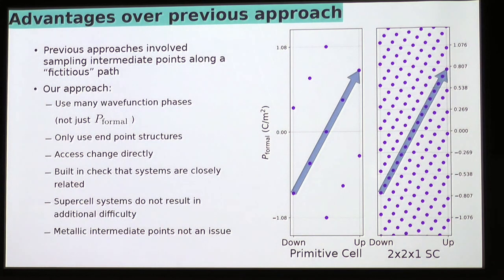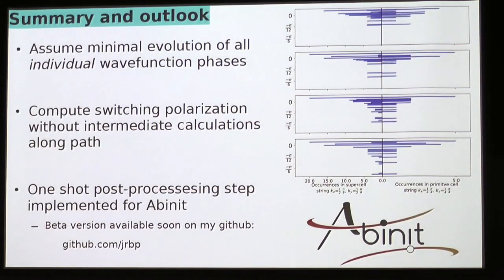And since this isn't the real switching path anyway, just because you get a metallic point at some intermediate state doesn't necessarily mean a real material is going to go through a metallic state. So where with the path method you would get a metallic point and wouldn't know what to do, you can sidestep that by making this approximation, going directly from up to down. So, quick summary: by assuming this minimal evolution of all of these individual phases, we're able to compute the switching polarization without any intermediate calculations along a path.